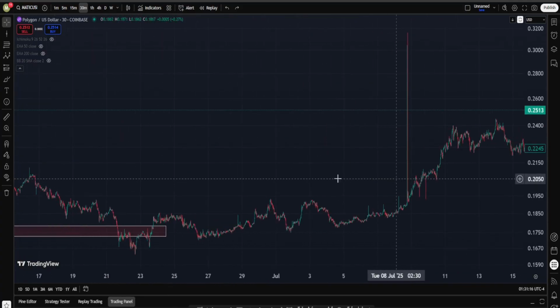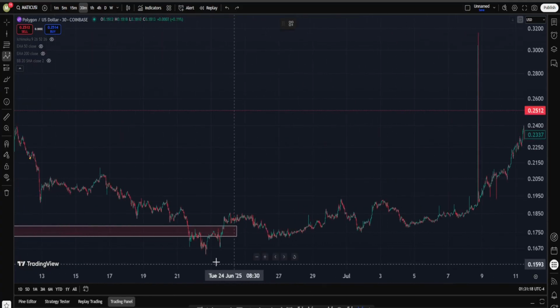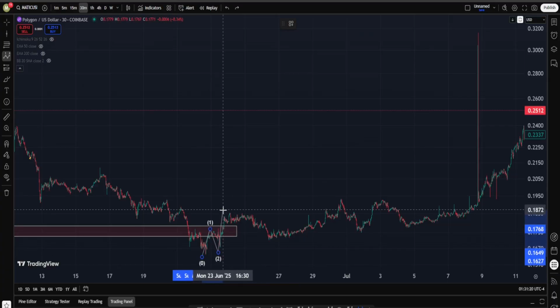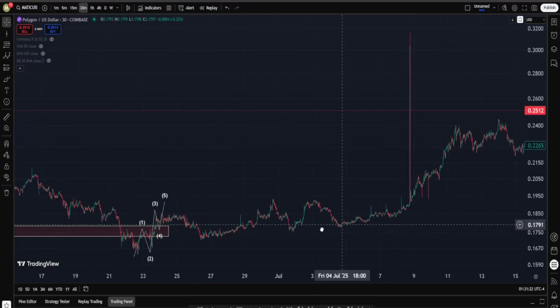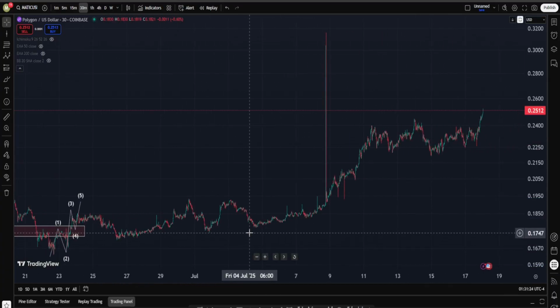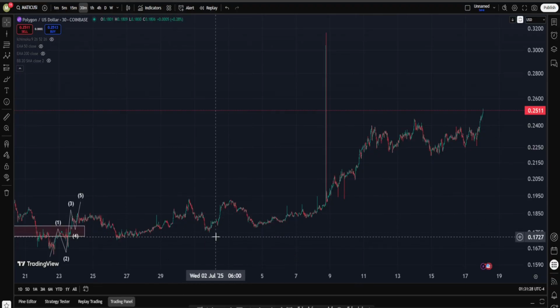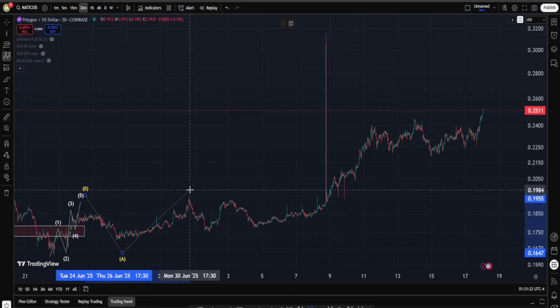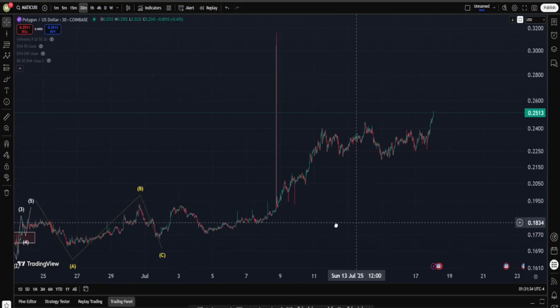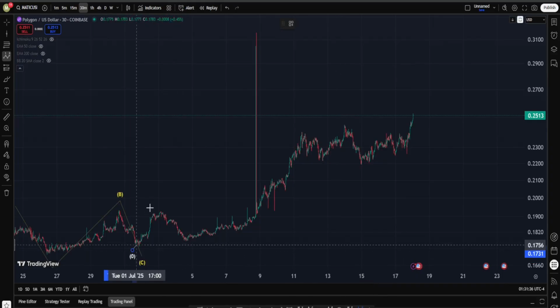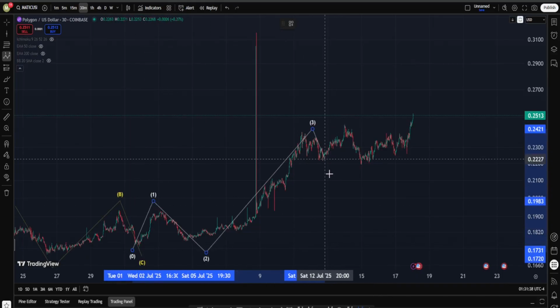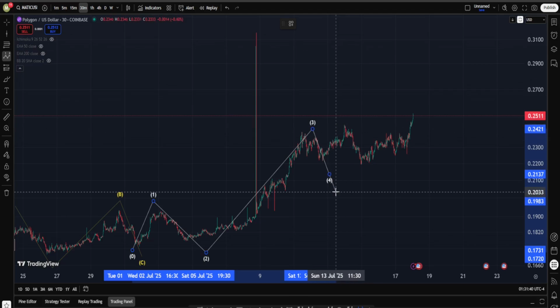Why? Okay, let's just count some waves. I think this is a 1, 2, 3, 4, 5 wave on the upside. Followed by that, I believe, probably starting from this point to about here, we are having an A, B, C running flat, and this is most likely another 1, 2, 3, 4, 5 wave up.